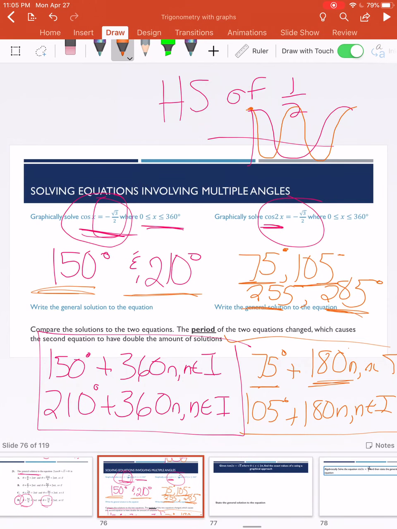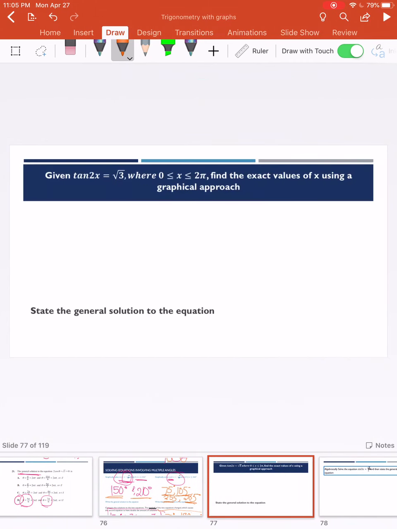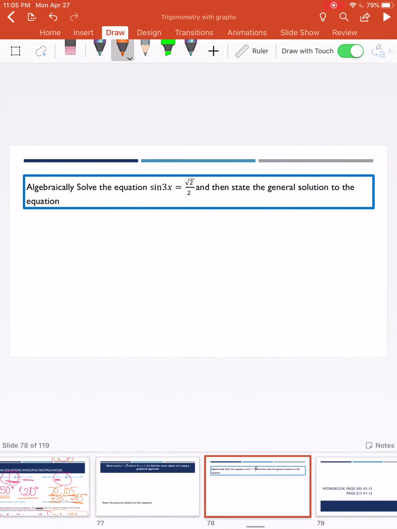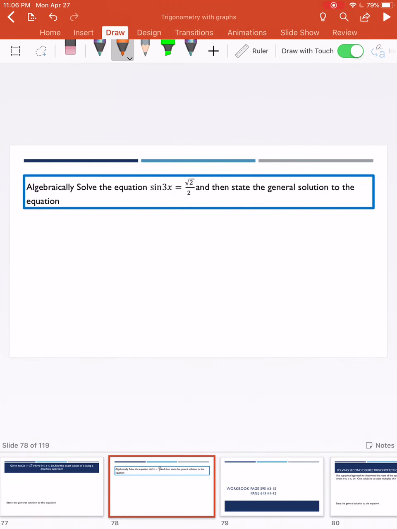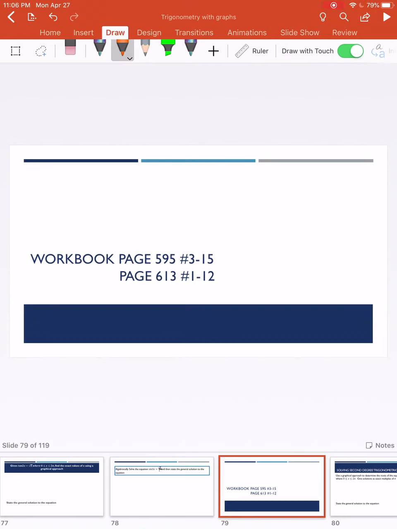All right, so we're going to stop there. I just wanted to show you multiple angles and kind of how they tie into horizontal stretches, but we won't continue. So you don't need to practice the multiple angles. I would say just make sure you understand how to solve trigonometric equations both algebraically and graphically, because we are going to keep building on this. So it is a very important concept moving forward.